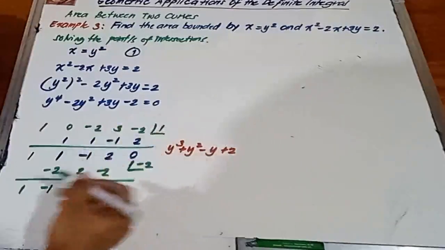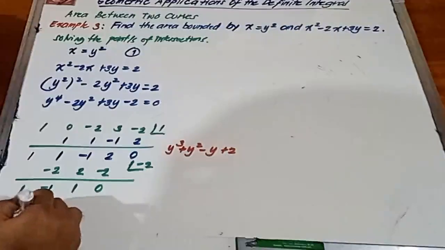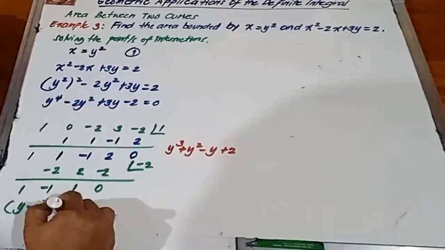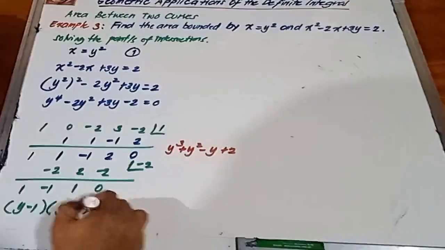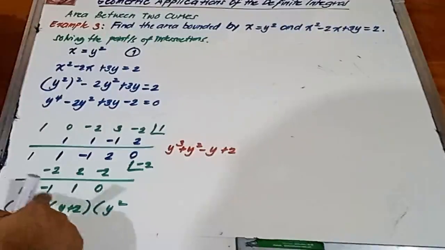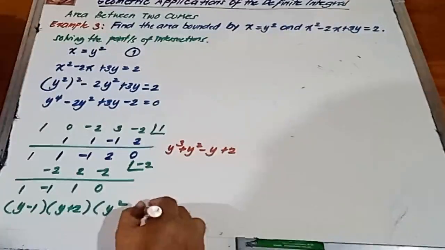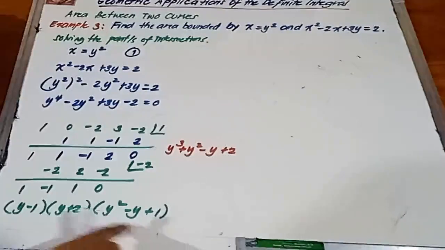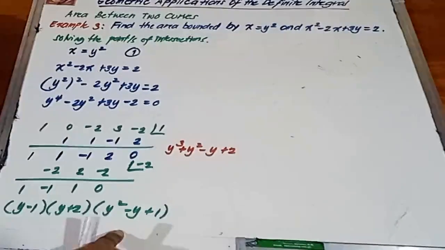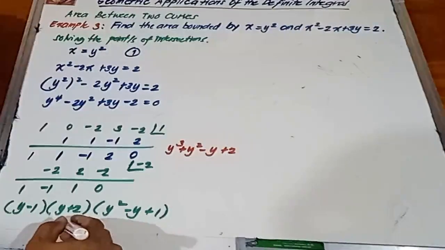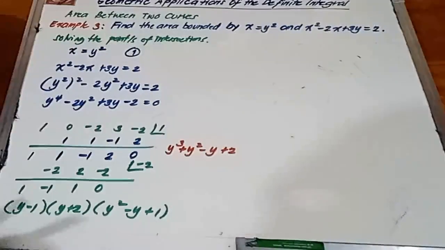So, ang factors natin ay this is y minus 1. This is y plus 2. And this one, y squared minus y plus 1. So, wala tayong factors dito. Walang real roots yung y natin dito. So, therefore, ang sagot natin, y equal to 1 and y equals to negative 2. Okay?